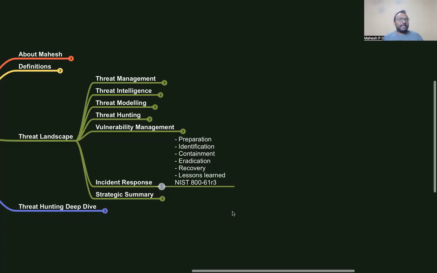Then we have to eradicate, remove that threat. Then we have to recover from the backup, right? We have the backup offline, online, the tested backup. We have to recover from that. Then finally we have to do lessons learned.